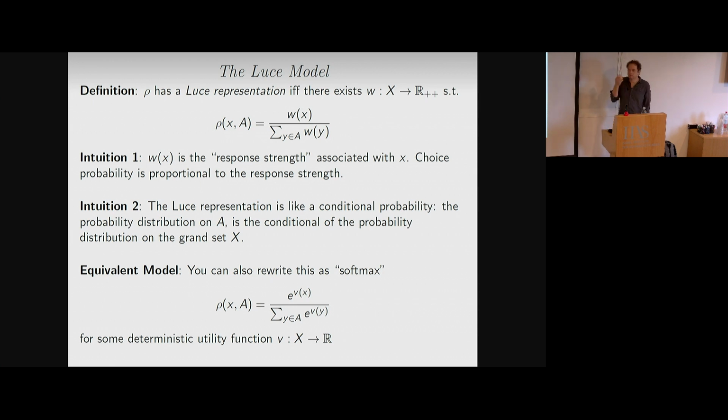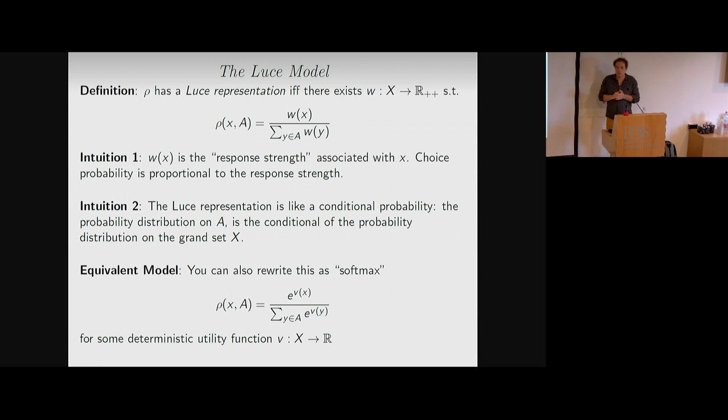A more mathematical way to think about this model is that the Luce representation is really like a conditional probability. There's some probability distribution on the grand set X, and if you look at the probability distribution over A, it's just a conditional of that on A. So that's a very specific stochastic choice function. A general stochastic choice function doesn't have to have this property.